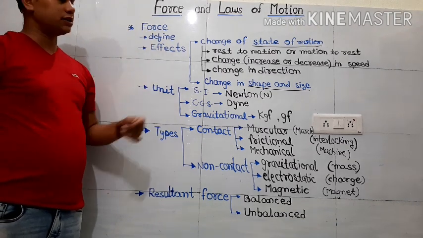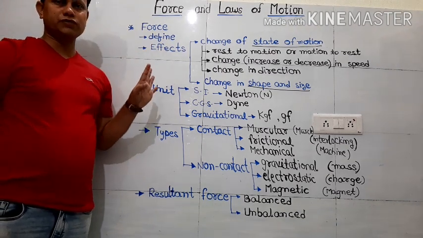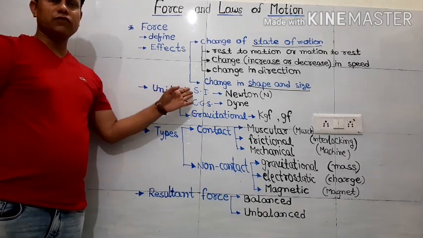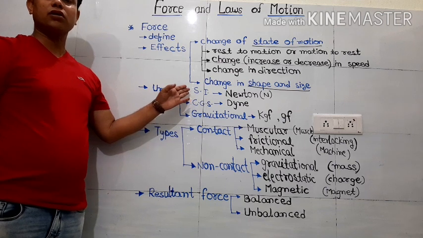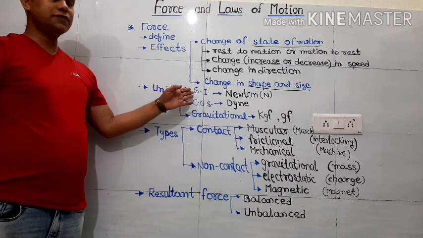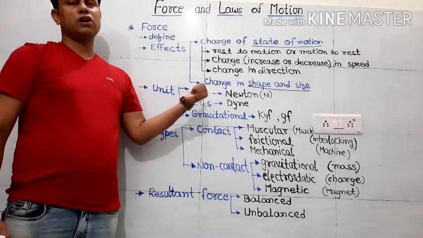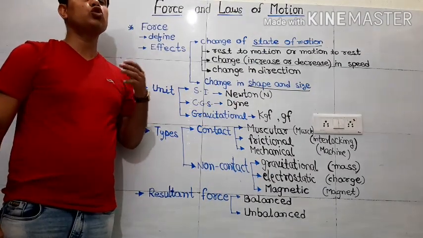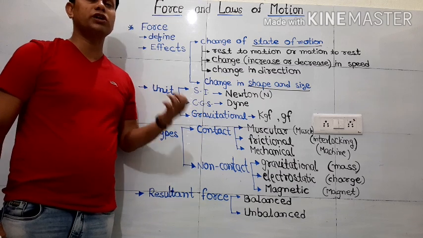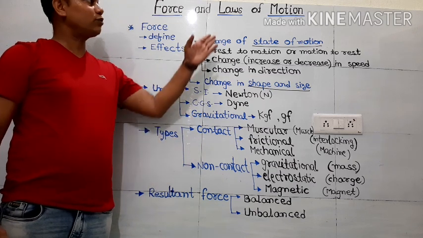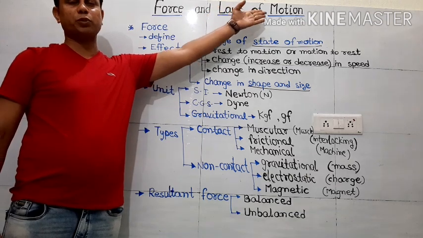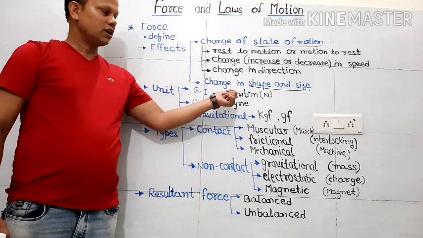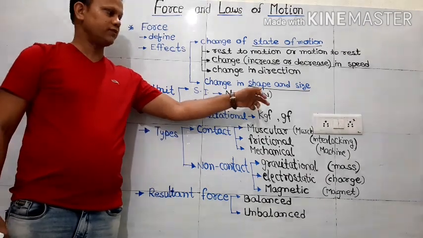Now we are going to understand some of the units which we use for measuring force. First of all, we have the SI unit, which is the standard unit of our system. In this, we use the name of one of the very famous scientists, Sir Isaac Newton. He made so many discoveries and propounded so many laws that we have to study. So, on his name, we give the SI unit Newton.